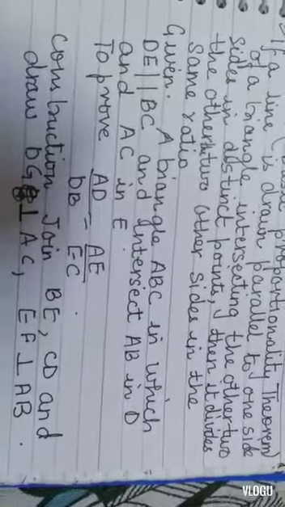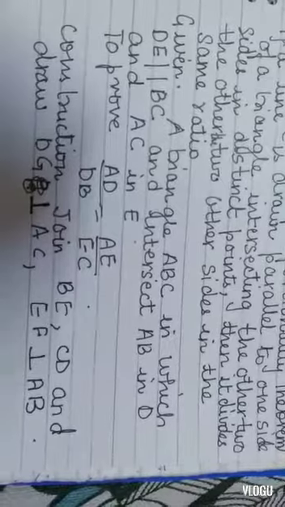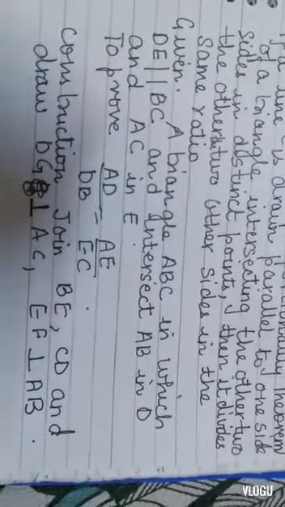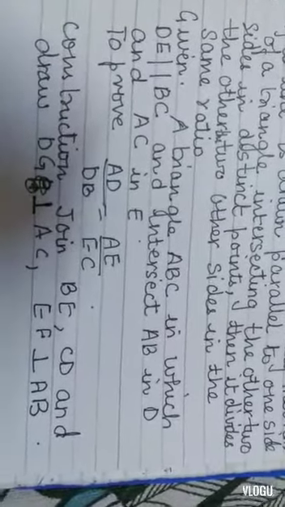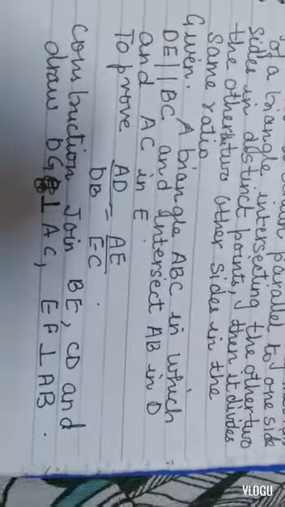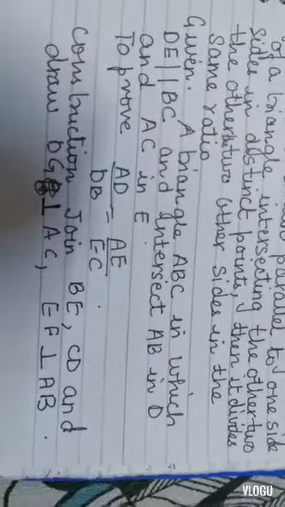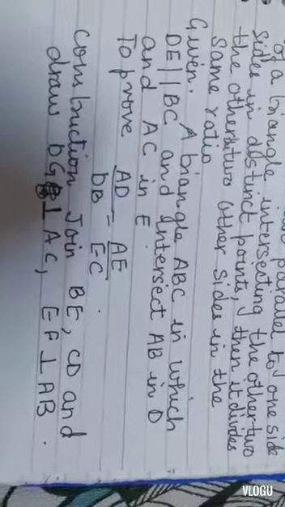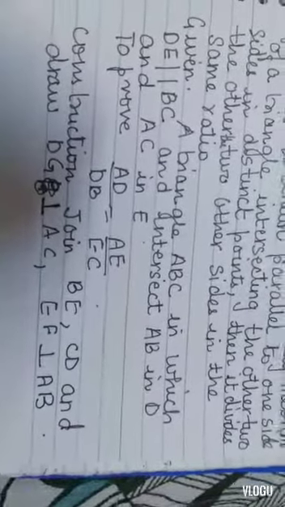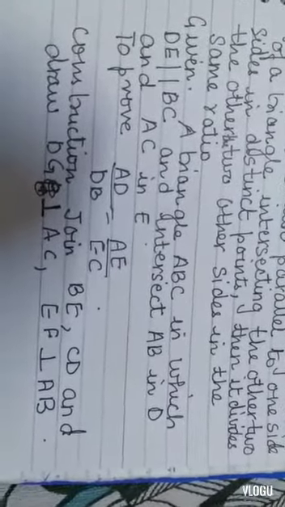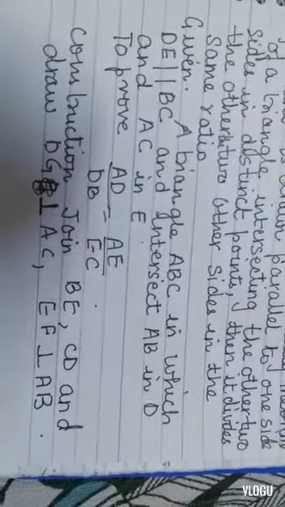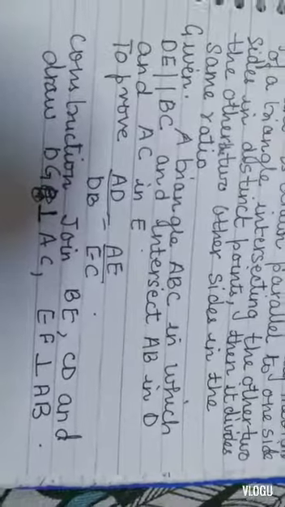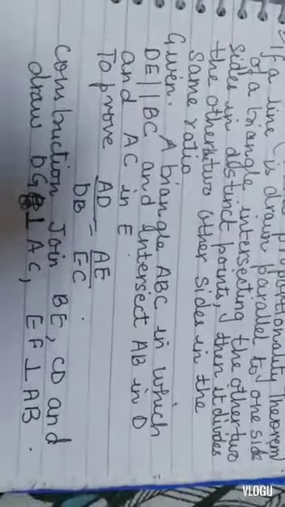Now what is given to us? It is given to us a triangle ABC in which DE is parallel to BC and intersects AB in D and AC in E. What do we have to prove? We have to prove AD upon DB equals AE upon EC. Now what construction will I do here? Join ED and CD and draw DG perpendicular to AC and EF perpendicular to AB.